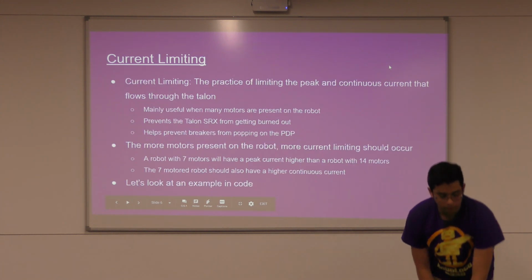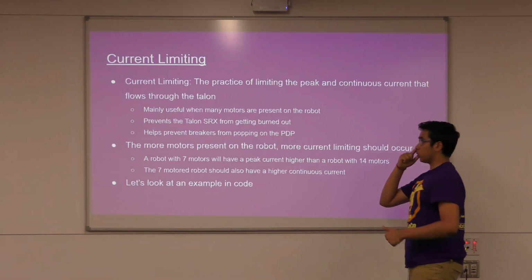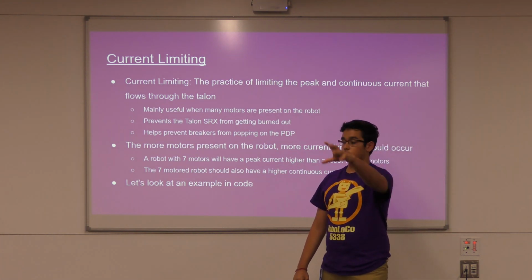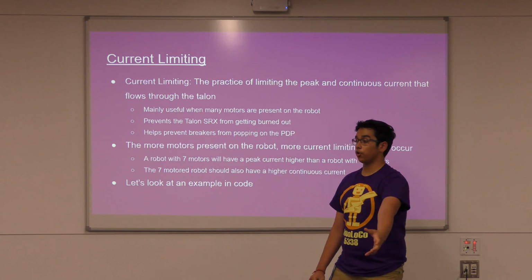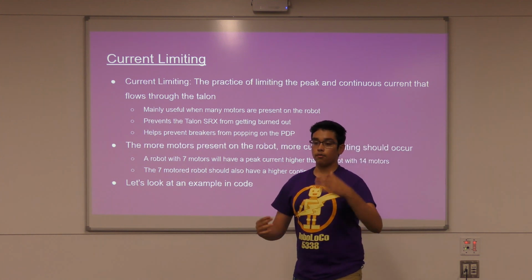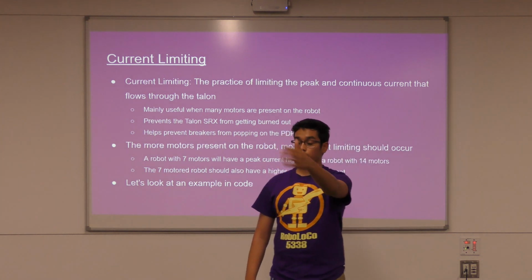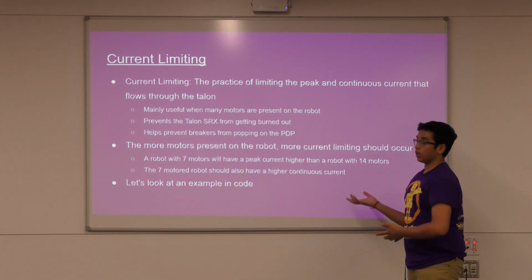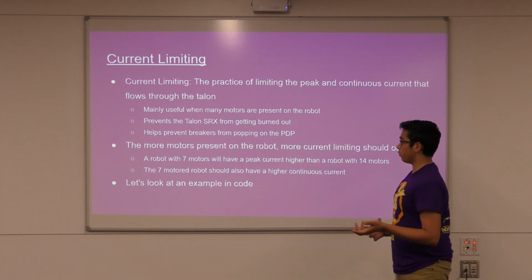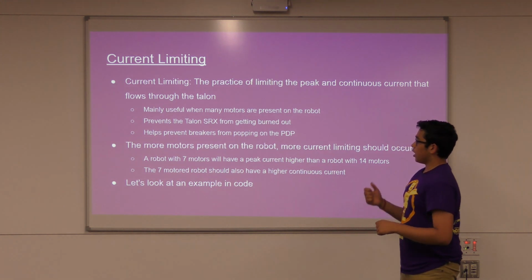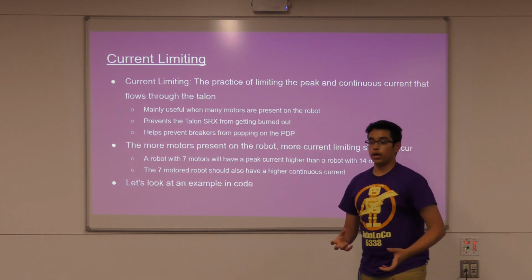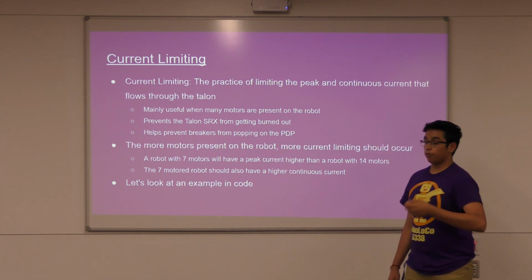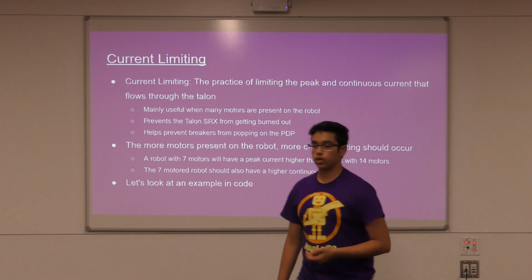Okay, so one thing that I forgot to talk about last time is when you saw the VRM and you saw the electrical components that can limit current. But when you have a lot of mechanical motors and you have a lot of Talons on your robot, you have to limit current in code. And there's a pretty easy way to do that. It prevents the motors from getting burned out. It prevents too much current from flowing through the PDP. And it prevents the breakers from popping. So if you want to come back over here.